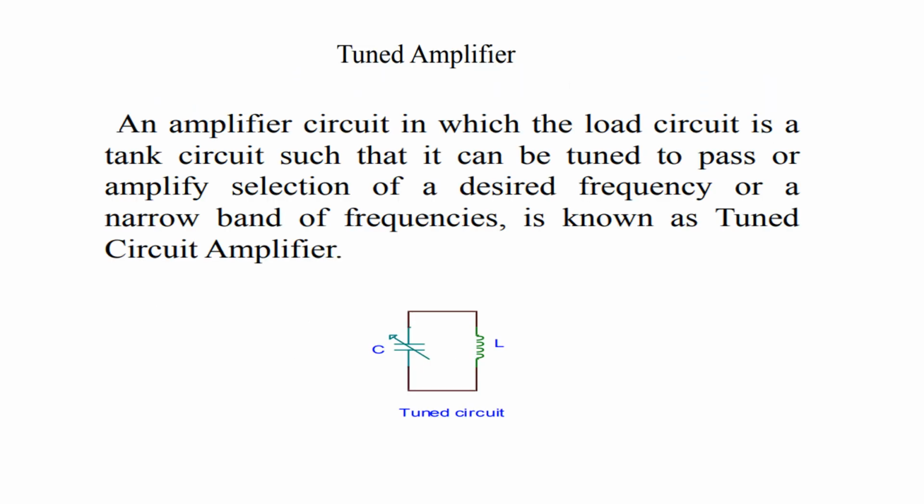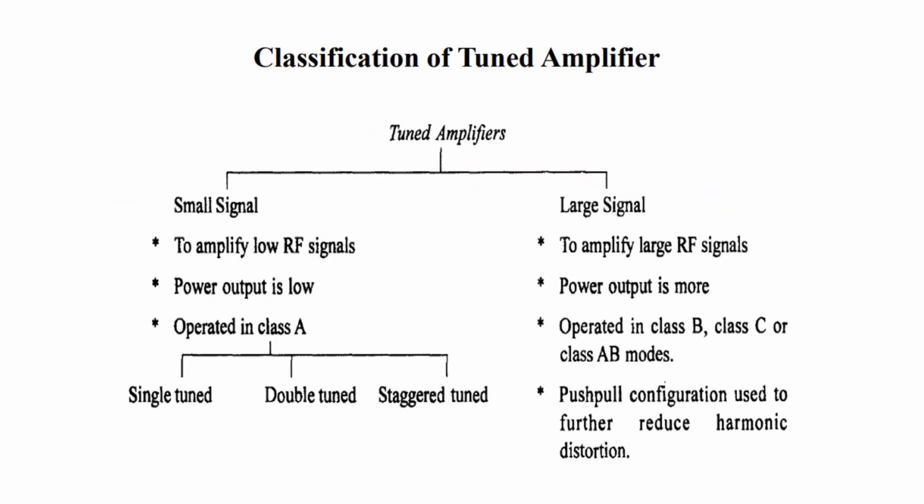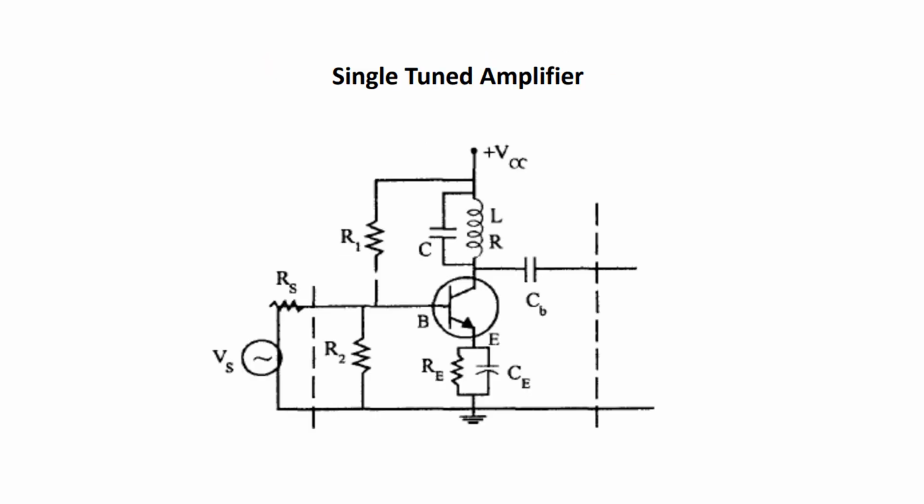An amplifier circuit in which the load circuit is a tank circuit, such that it can be tuned to pass or amplify a selection of a desired frequency or a narrow band of frequencies, is known as a tuned circuit amplifier. In order to obtain a large overall voltage gain, it is required to use a number of tuned amplifier stages in cascade. These cascaded tuned amplifiers are classified as single tuned amplifiers, double tuned amplifiers, and stagger tuned amplifiers.